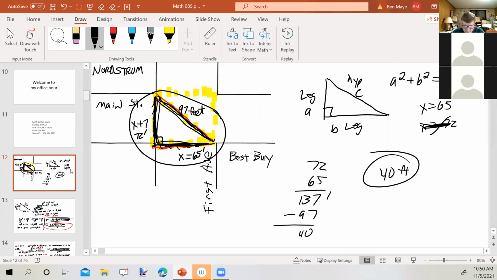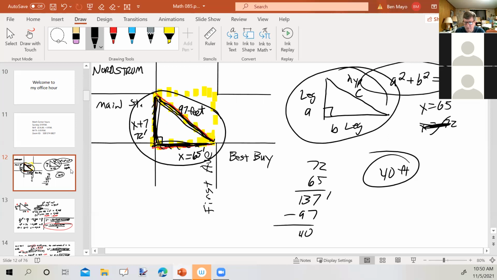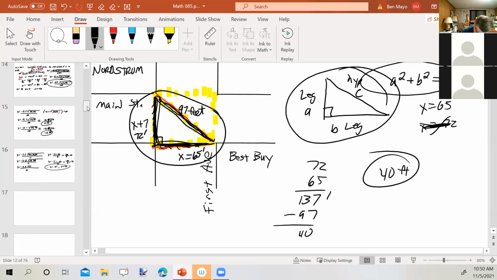All right. But the basis behind that whole thing was using this Pythagorean theorem to come up with the lengths of the three sides. Any questions about this example? All right, let's go on to another example then.